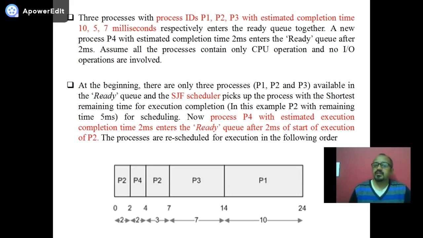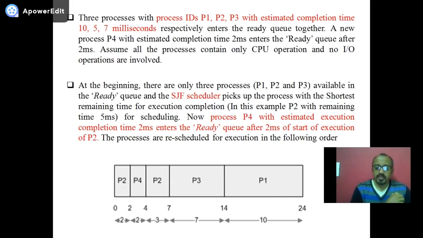Estimated. So that's why, in the previous list P1, P2, P3, out of the 3, P2 was the shortest job. But when P4 enters into that ready queue, P4 is now the shortest job. That's why P2 loses its status of being the shortest job as soon as P4 enters the queue.